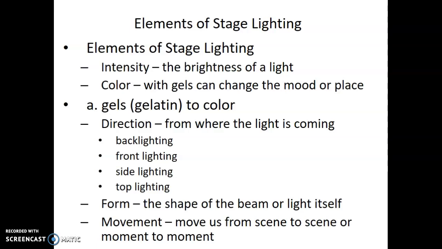Form is the next one. So we have intensity, color, direction. Form is the shape of the light, whether by itself, being illuminated through the beam, or how it looks put together with other light. And then movement is the last one. Light can move us from moment to moment within a play.